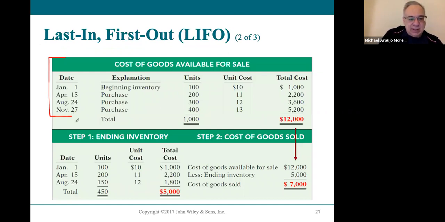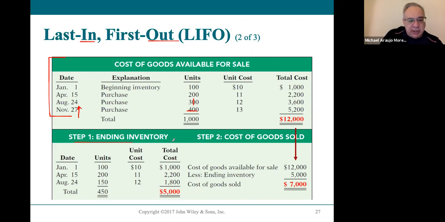LIFO, again, we have the list. LIFO, the last ones in. So we're starting with the last ones on the list, which is these 400 units from November. The last ones in, these are the ones that have been sold. So we sold 550. That goes back to that first slide. So which ones did we sell? All of these are sold, and half of these are sold. 400 plus 150 is 550, right?